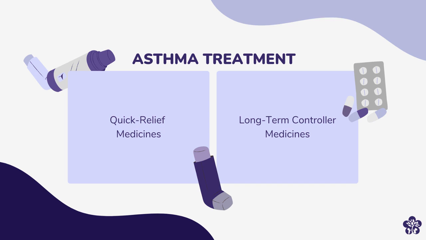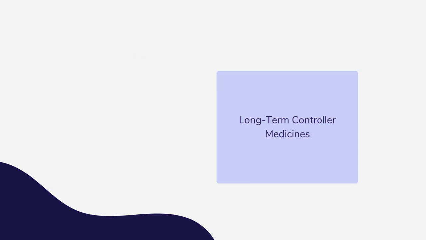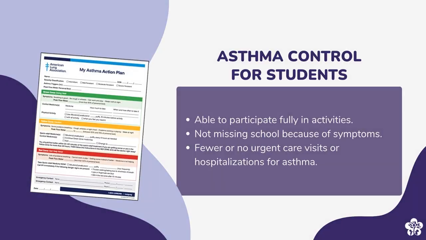Long term controller medicines prevent production of the inflammation and excess mucus in the airways. It is unlikely you'll see this medicine at school. For those students who are prescribed this type of medication, it is typically used daily. These medicines are helpful in preventing symptoms, but are not used to relieve symptoms like quick relief medicines are. Well controlled asthma requires teamwork. Communication between school staff, students, parents, and doctors is imperative. As staff, work with parents to become more knowledgeable about your students' asthma.